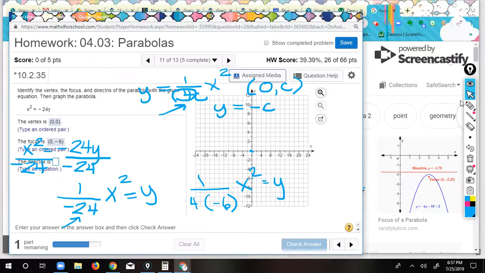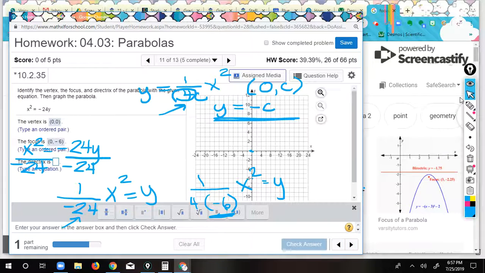Yay. And the directrix, I forgot what that equation was. I think it was y equals the negative. I believe for that, it's just whatever. Oh, it's right here. Y equals the opposite of your C value. So our C value is -6. So the directrix would be y equals 6.